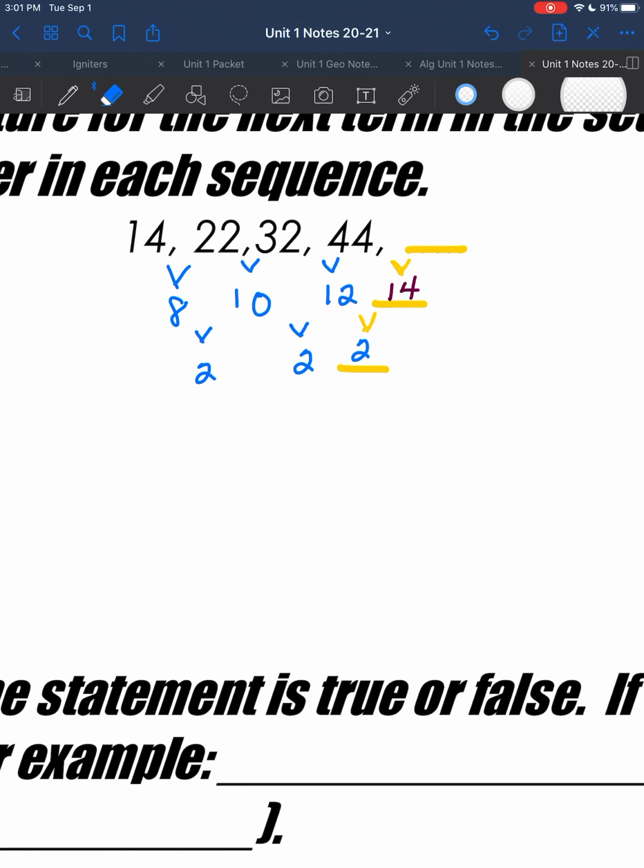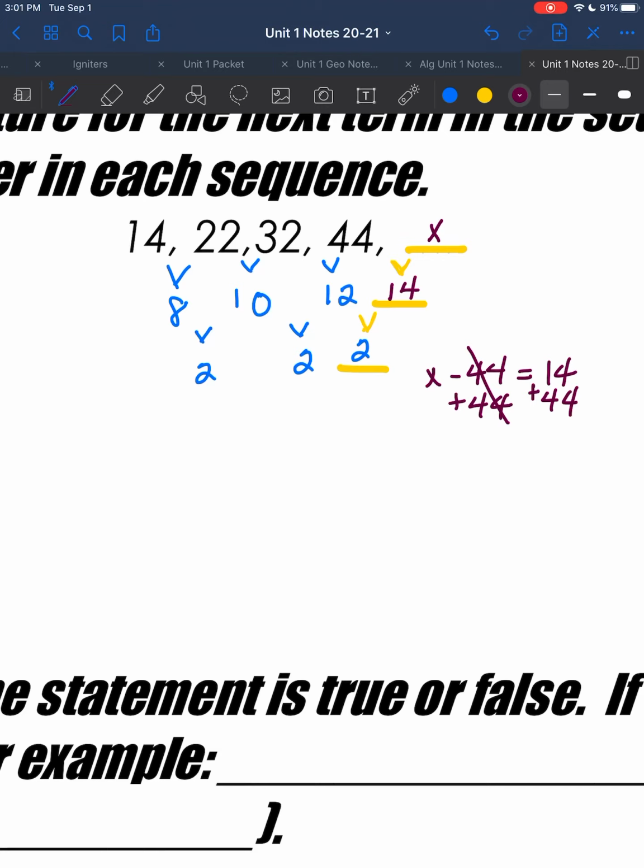Okay. And now to find the next one, I'm going to do the same thing. If I were going from the top down, I would have x minus 44 equals 14. So I just add 44 to both sides. So x equals 58. And that is the next number in the sequence.